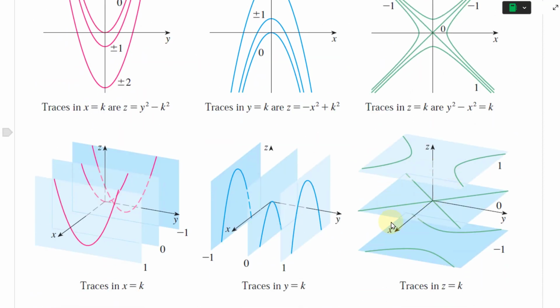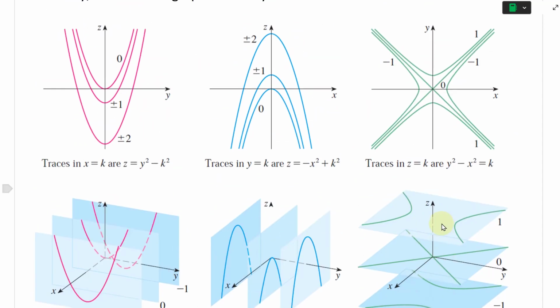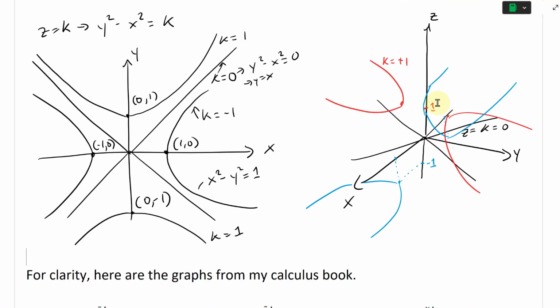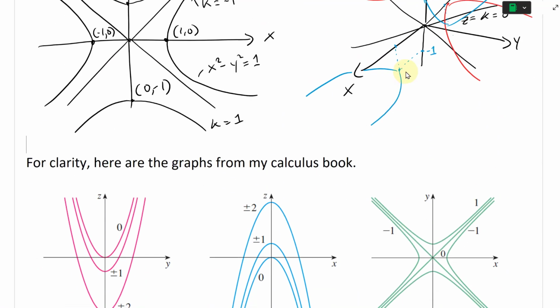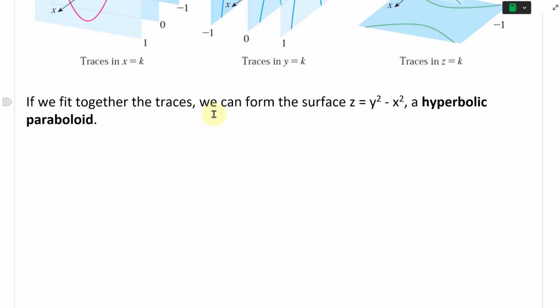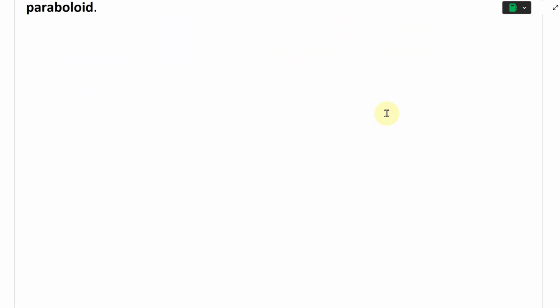Then finally the advanced one, the hyperbolas, right here. So traces in z equals k: you have -1 at the bottom, this is the lines at 0, and then you'll have the ones opening up on the y. This is for k equals 1. That's this right here. Compare that with mine. It's very hard to say. This is, again, computer graphics. So if we fit together the traces, we can form the surface z equals y squared minus x squared, which is a hyperbolic paraboloid.